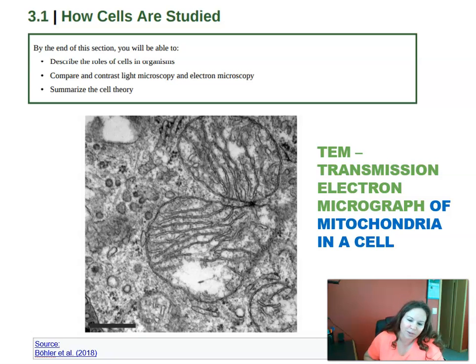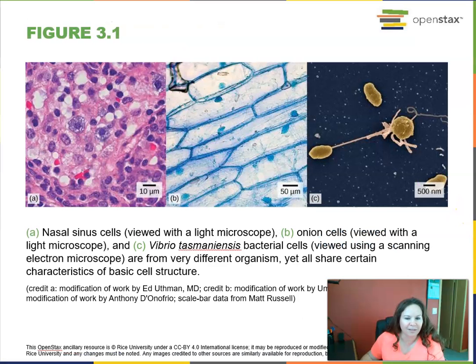So you're actually looking at what's nicknamed the powerhouse of the cell, the mitochondria right there. That is one of the things that we'll be mentioning during this chapter as well. And here you actually get to see what it looks like up close and personal.